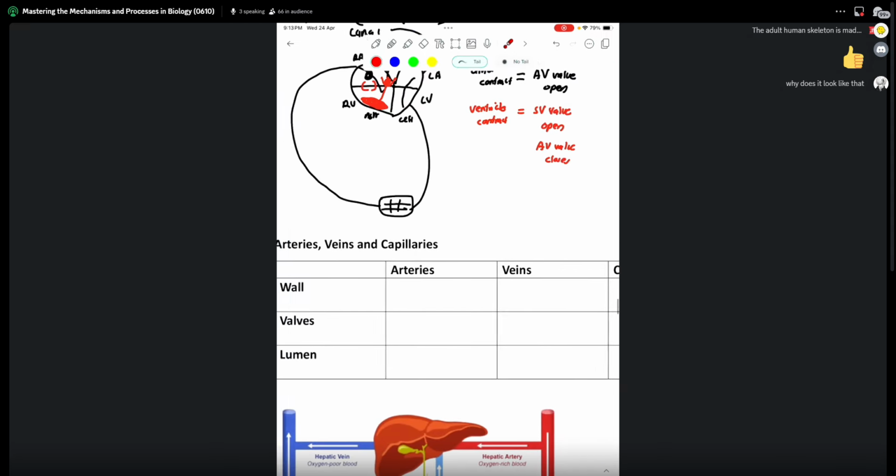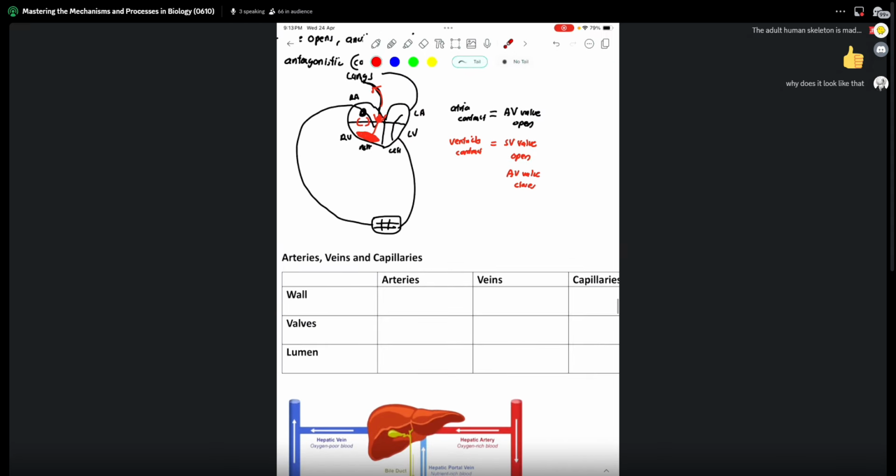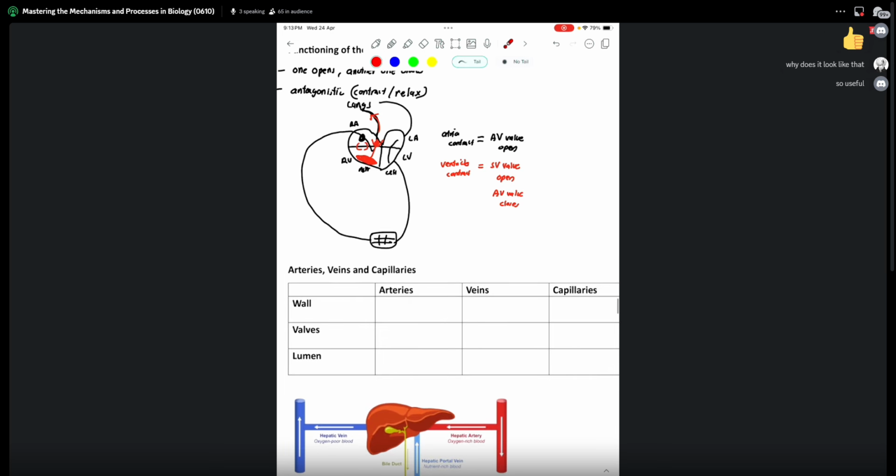Now let's go to arteries, veins, and the capillaries. How can I remember this adaptation? I will introduce my three important structural adaptations of arteries, veins, and capillaries. Just remember these three: wall, valves, and lumen. So simple. You can definitely score full marks in this kind of question.